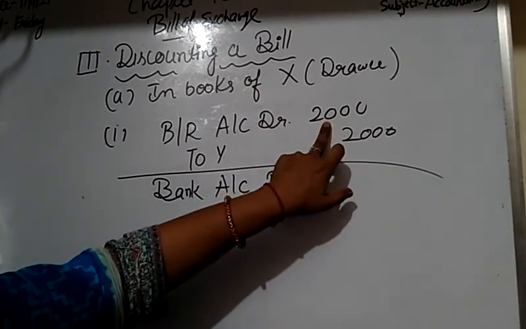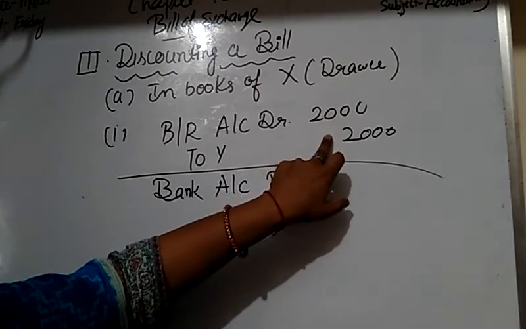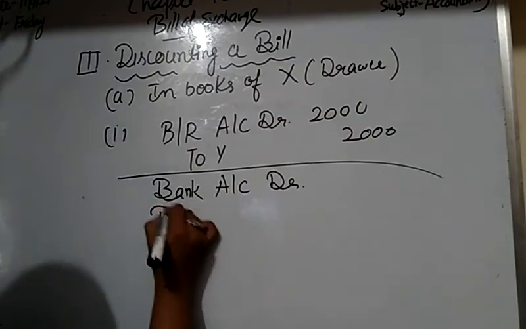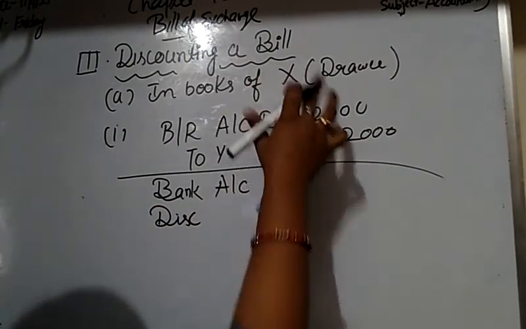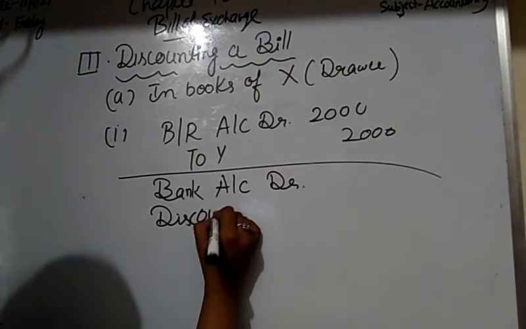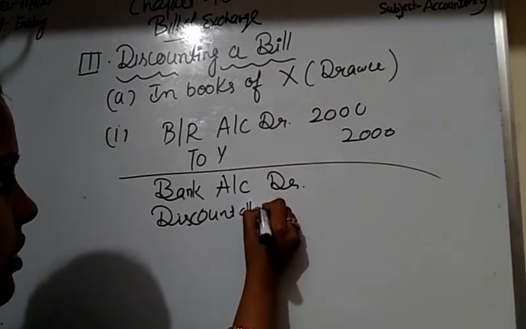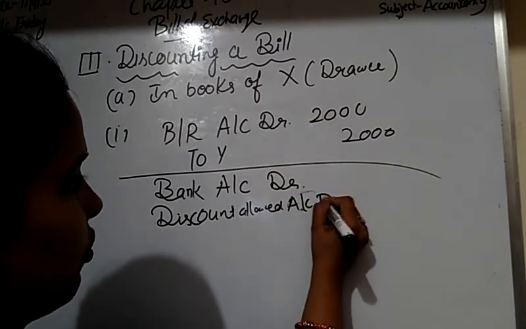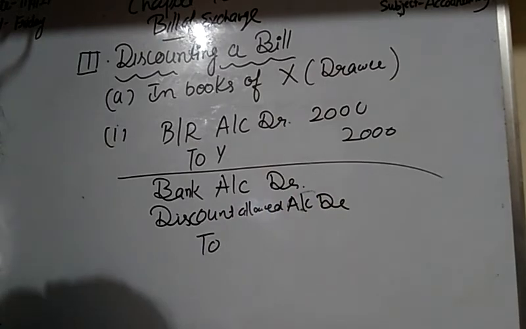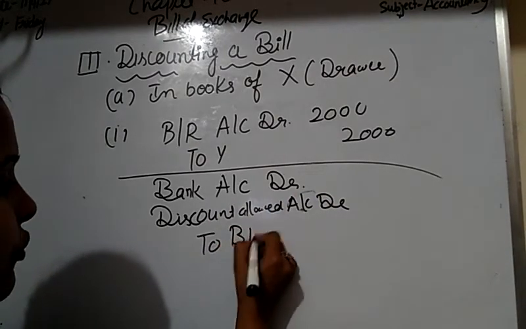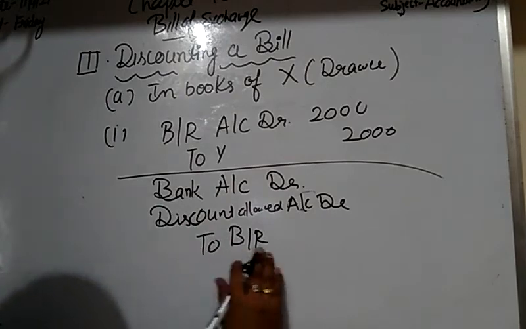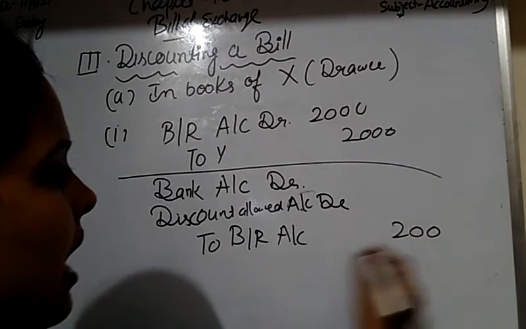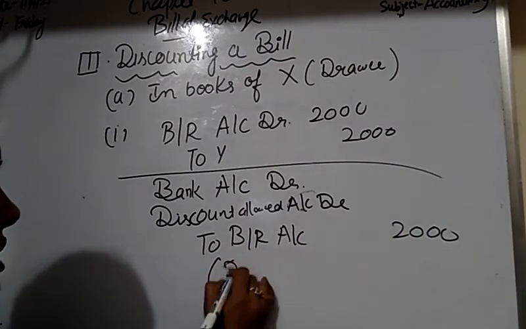He discounts that amount from the bank at 6% discount, so the bank doesn't pay him the full amount. The bank encashes the bill at a discount, so we are writing discount. Now X allows discount to his bank, so discount allowed account debit to bills receivable. From whom does he get the money? From the source of bills receivable. So the total amount of the bill is 2000, and 6% is the discount.